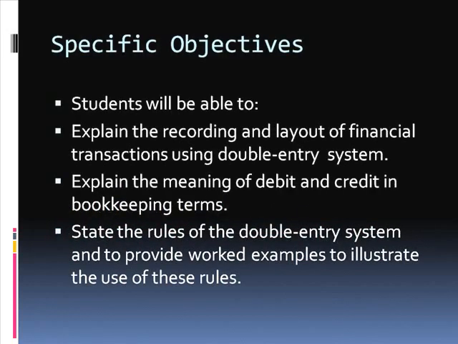Okay, class, at the end of this lesson, I hope you'll be able to explain the recording and layout of financial transactions using the double entry system, explain the meaning of debit and credit in bookkeeping terms, state the rules of the double entry system, and provide worked examples to illustrate the use of these rules. Let's enjoy.